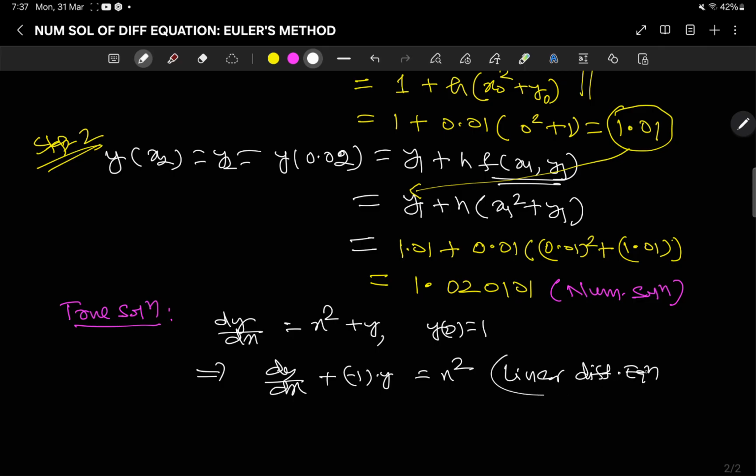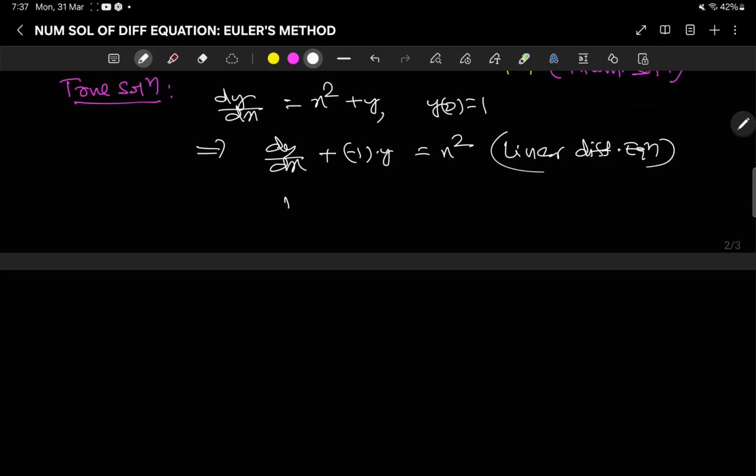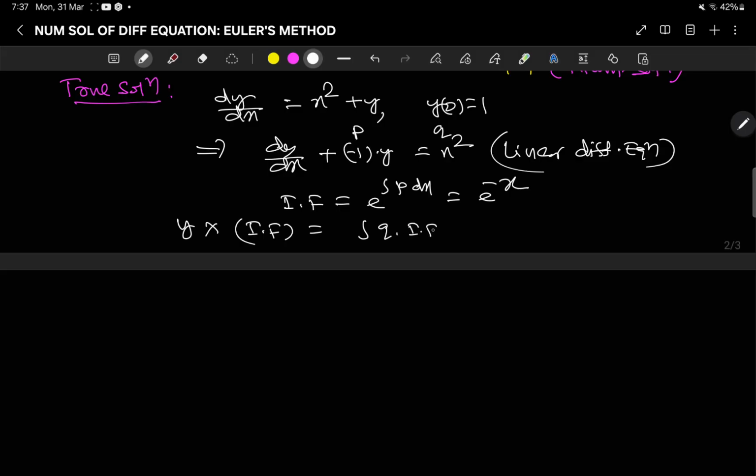So what is the integrating factor? For dy by dx plus Py equal to Q, the integrating factor is e to the power integral P dx, which is e to the power minus x. And what is the solution? Y into the integrating factor is equal to the integral of Q into the integrating factor dx plus some constant.